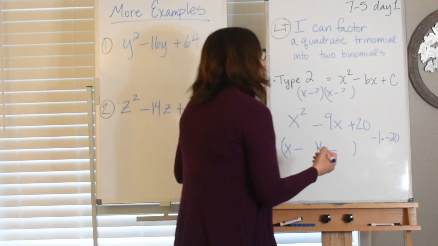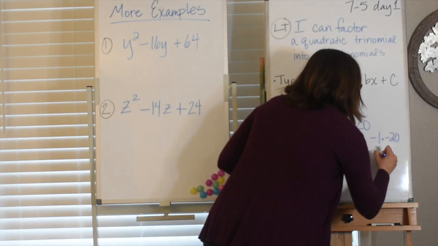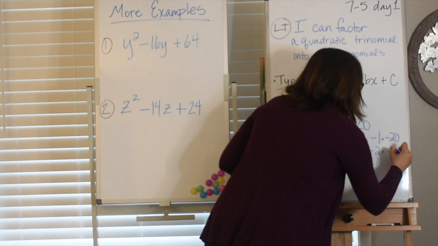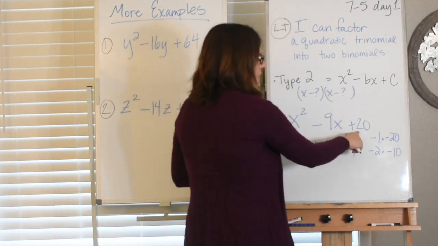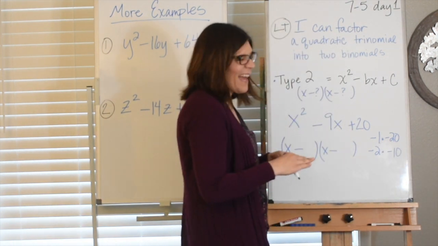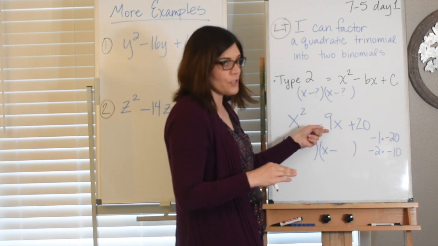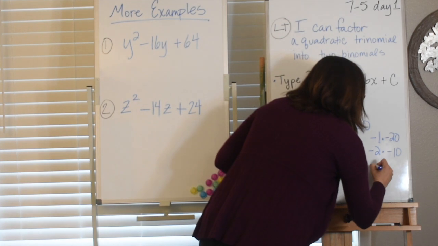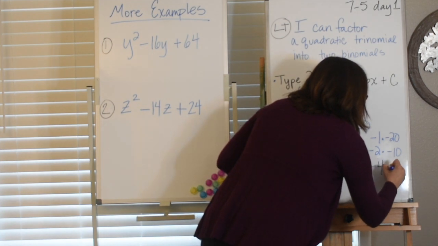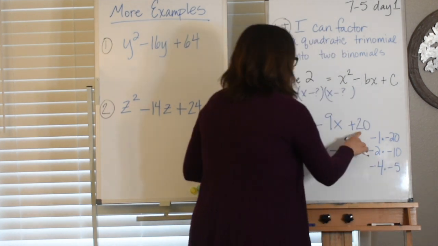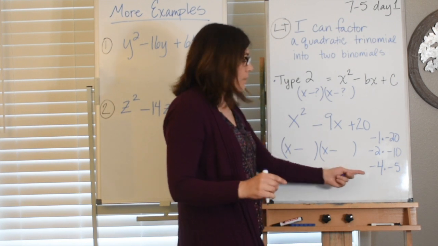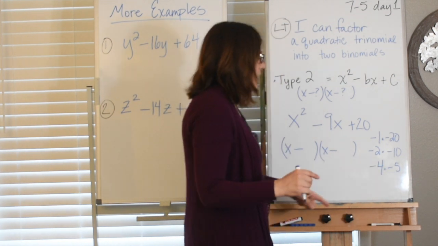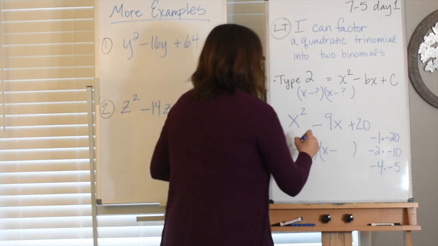Next one, I could do negative 2 times negative 10, because when I multiply those together, I get positive 20. But when I add those, I get negative 12, which is not my middle term here. My next one, negative 4 times negative 5 is positive 20, and there's the right combo, because when I add negative 4 and negative 5, I get negative 9 in the middle.